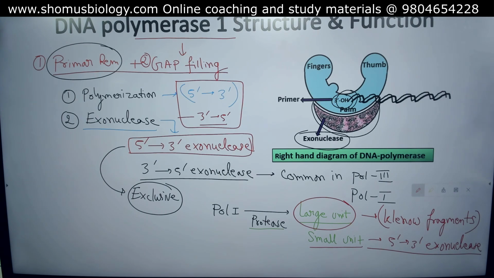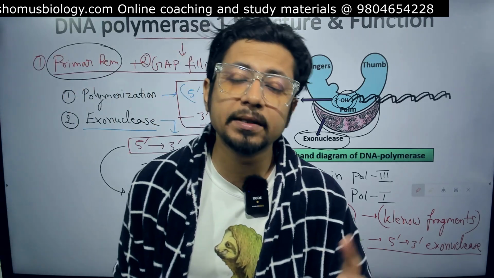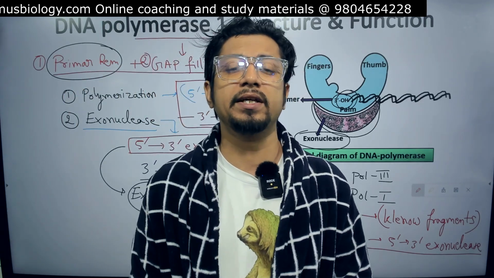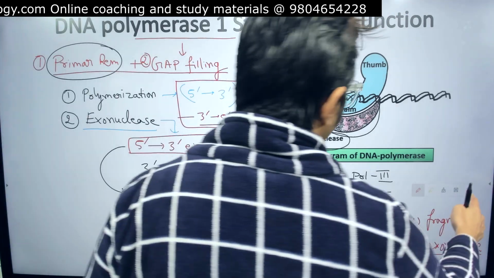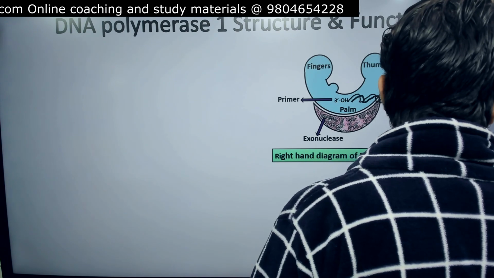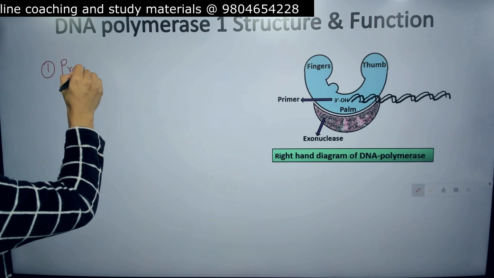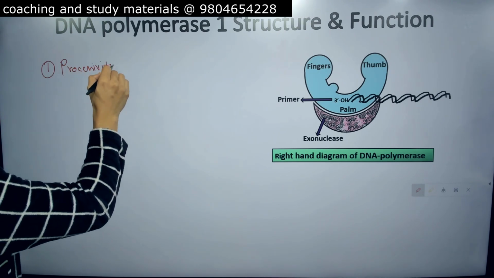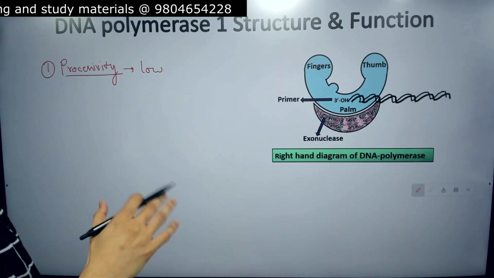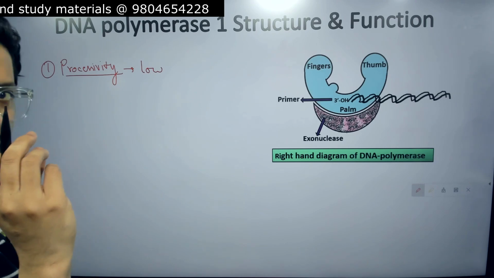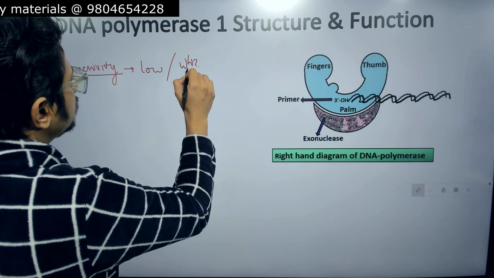So now we know that DNA polymerase 1 is not directly involved in the process of DNA replication. The reason is that, first of all, the processivity of DNA polymerase 1 is low. I'll write down the important features now. I'll erase some of this and take a different color. First of all, the processivity for DNA polymerase 1 is low. Low means the number of nucleotides that DNA polymerase 1 can add before falling off the template strand is low. Why is the processivity low?